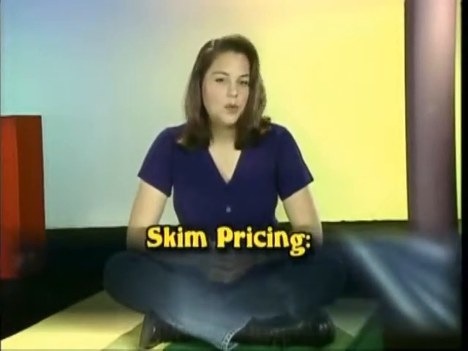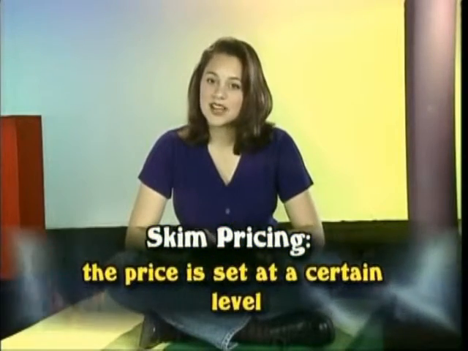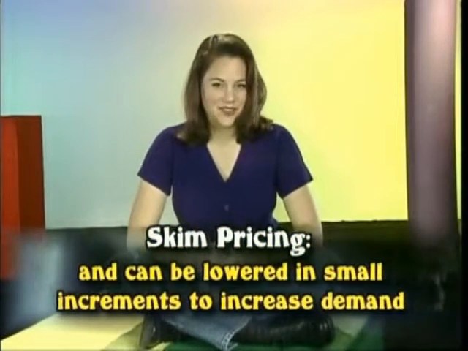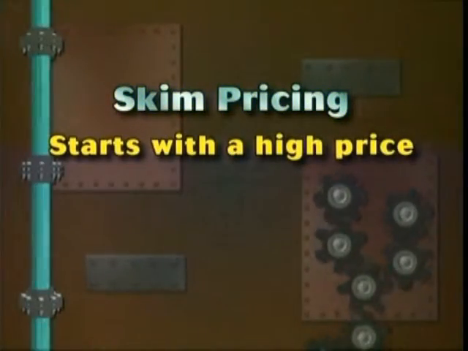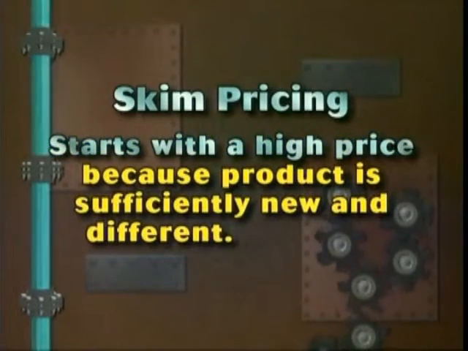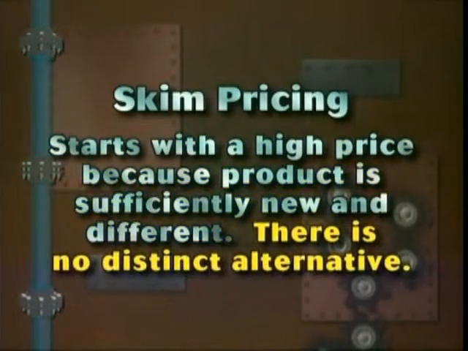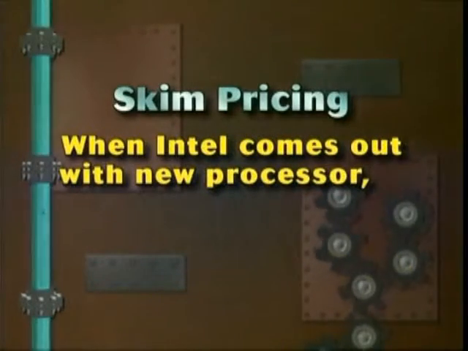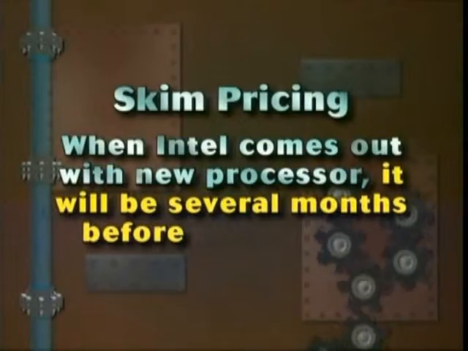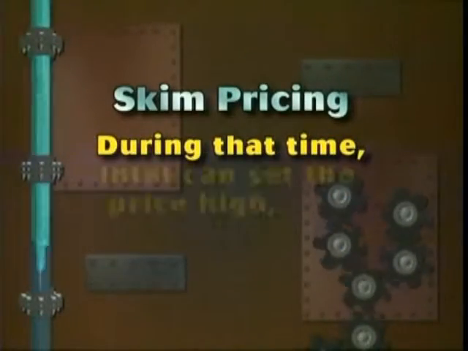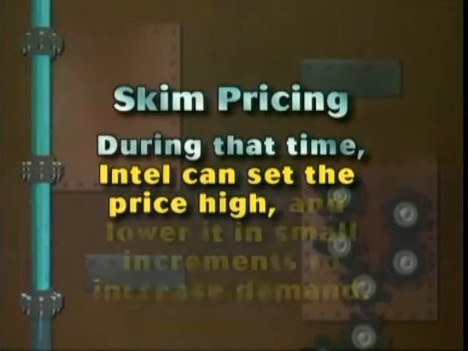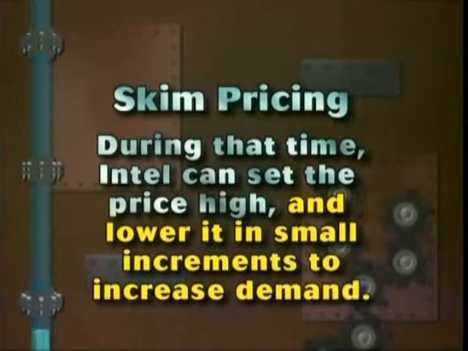The first kind of pricing is called skim pricing. With this method, the price is set at a certain level and can be lowered in small increments to increase demand. Skim pricing usually starts with a high price. The price can be set high because the product is sufficiently new and different that there is no distinct alternative. A good example of this is in computers. Whenever Intel comes out with a new processor, it's going to be several months before anyone else will come up with a similar chip. During that time, Intel can set the price of the chip high and lower the price in small increments to increase demand.